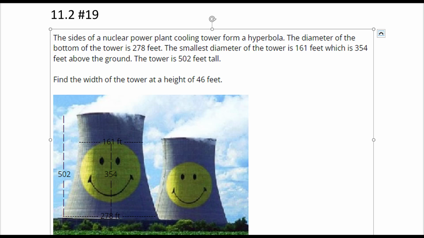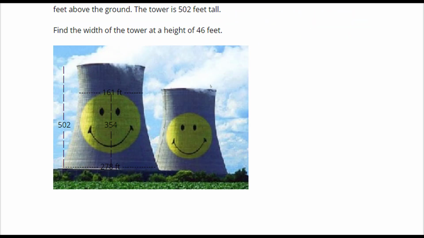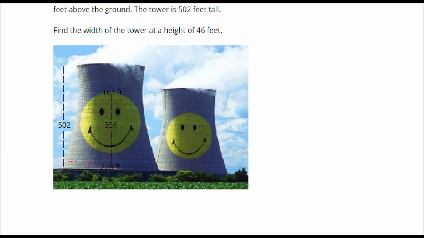It says the sides of a nuclear power plant cooling tower form a hyperbola. The diameter of the bottom of the tower is 278 feet. The smallest diameter of the tower is 161 feet, which is 354 feet above ground. The tower is 502 feet tall, and we're going to find the width of the tower at the height of 46 feet. So what we're really looking for is the width, like way down here. What's that width going to be?